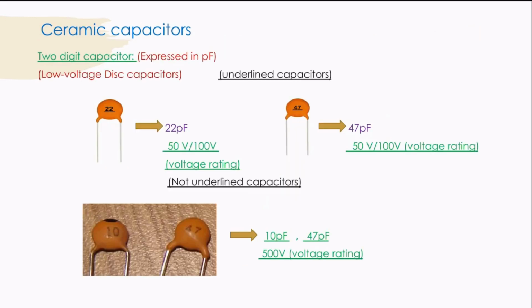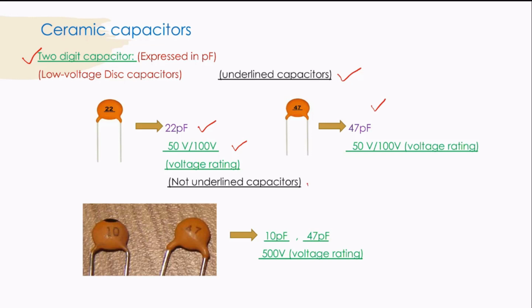Next is ceramic capacitors. Now let us see a 2-digit capacitor, which acts as the low voltage disc capacitor. These are two examples of underlined capacitors, in which the value of the capacitor is 22 picofarad with a voltage of 50 volts or 100 volts. And for this capacitor, the value of the capacitance is 47 picofarad with the voltage as 50 volts or 100 volts.